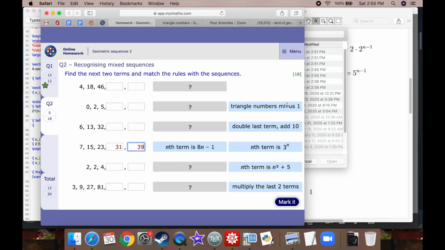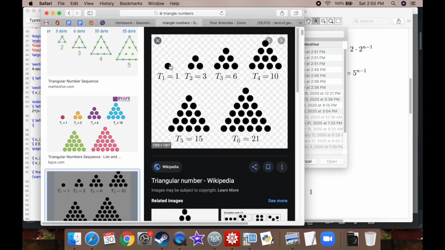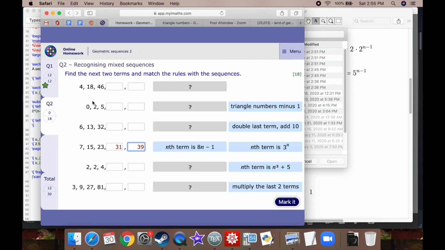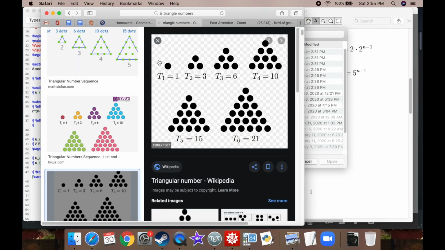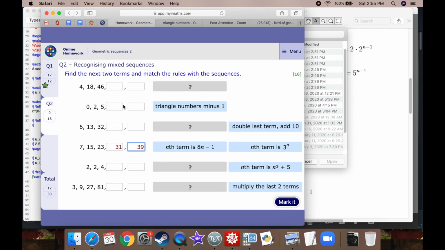Now, this is the triangle numbers minus 1. So the first term is going to be 1 minus 1, which is 0. The only one that makes sense out of here is this one, so let's click and drag that there. Now, triangle numbers minus 1: 1, 3, 6, 10, and then 15. And now from each of these, I'll just subtract 1.